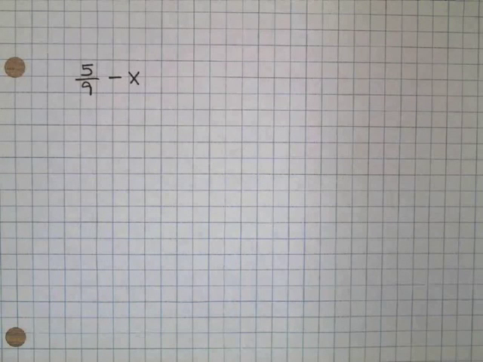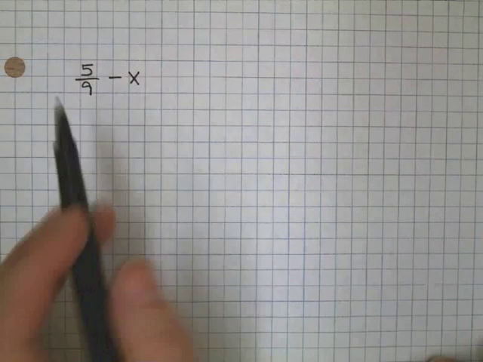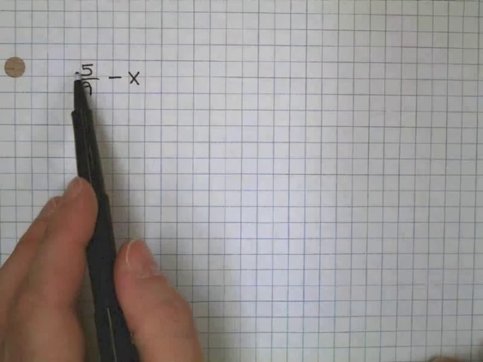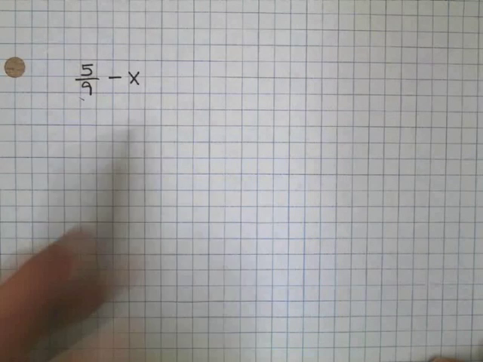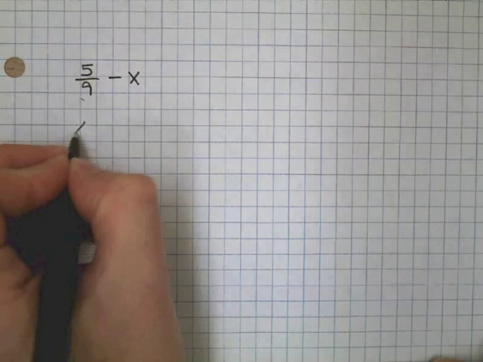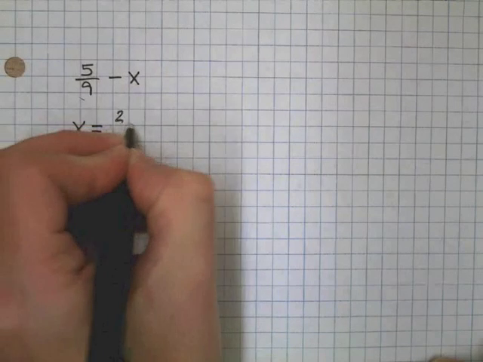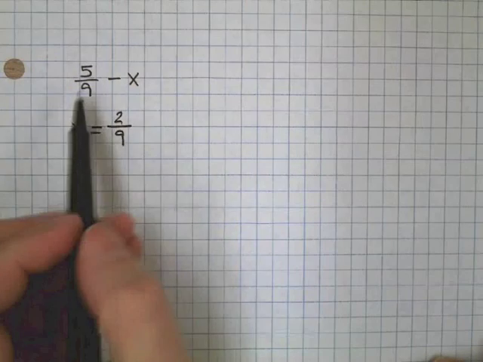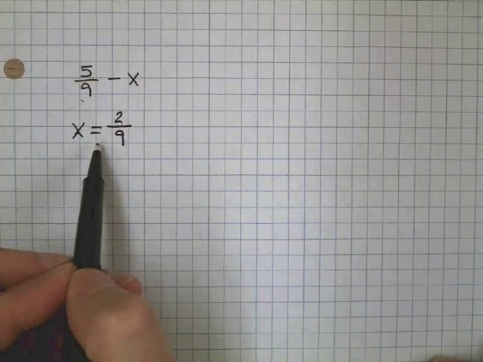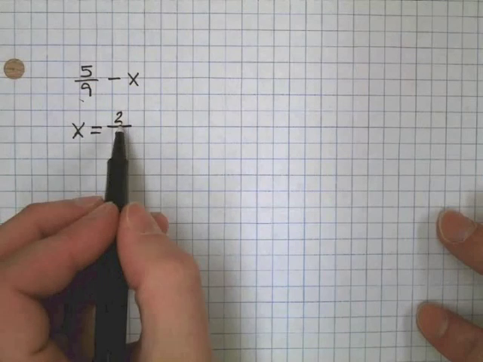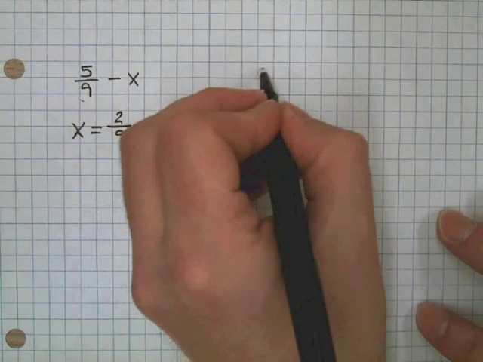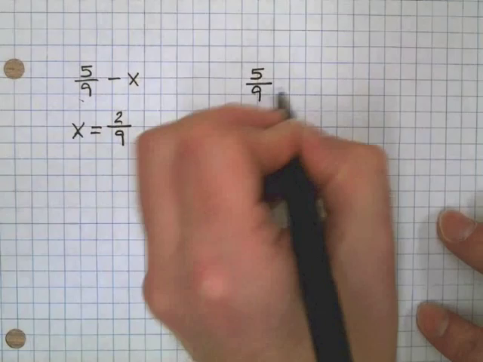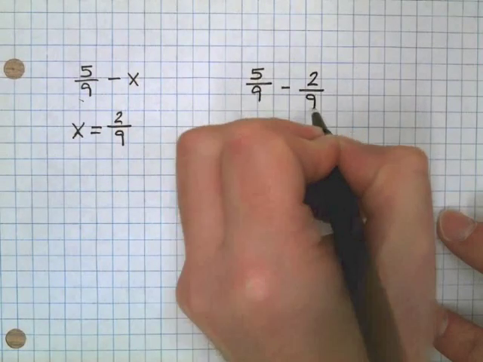Lesson 4-8, Example 3. Our objective is learning to add and subtract fractions with like denominators. And here we have an algebraic expression, 5/9 minus x. Well, let's say that x is equal to 2/9. So, if I wanted to evaluate this expression for x equaling 2/9, I would just take 2/9 and put that in for x. So I could rewrite this problem, 5/9 minus 2/9.